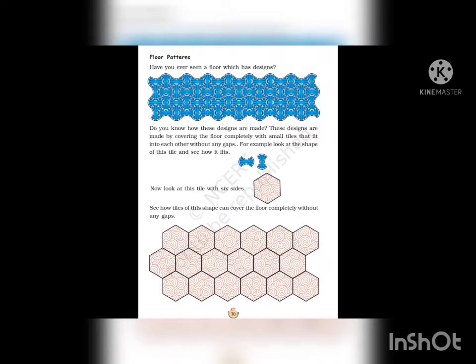For example, look at the shape of this tile and see how it fits. Here we can see there is a design of a tile and how it is fitted, okay? Now look at this tile with 6 sides. Now the next tile is also with 6 sides. See how tiles of this shape can cover the floor completely without any gaps. You can see here how the tile with 6 sides is completely covering the floor without any gaps, okay?